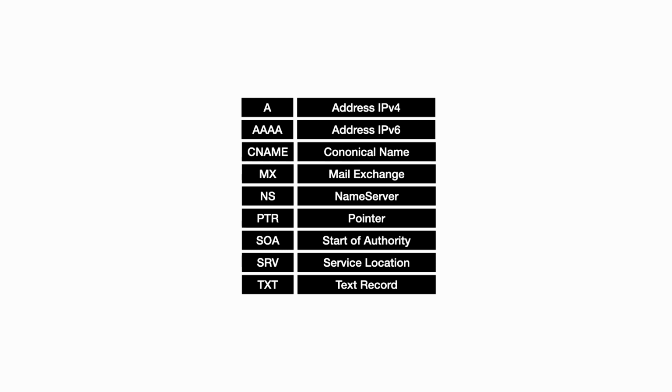The start of authority record is all about what is the IP address of the DNS server, which is the start of authority, in other words, the primary DNS server for a domain. Service location records, or SRV records, are used quite often in things like Active Directory, where we want to find a service, like where is the Kerberos server or where is the LDAP server within a certain AD domain.